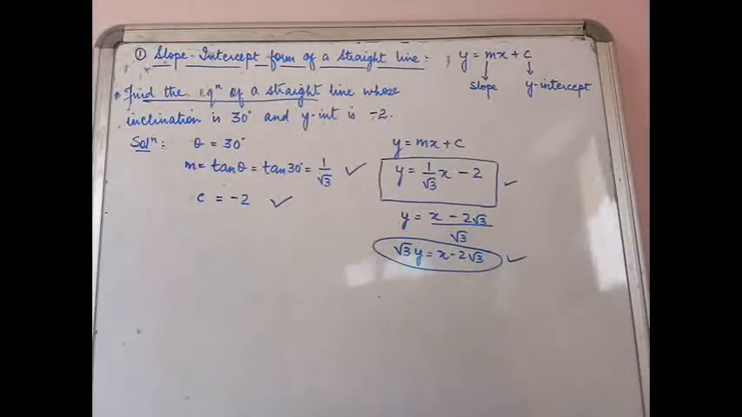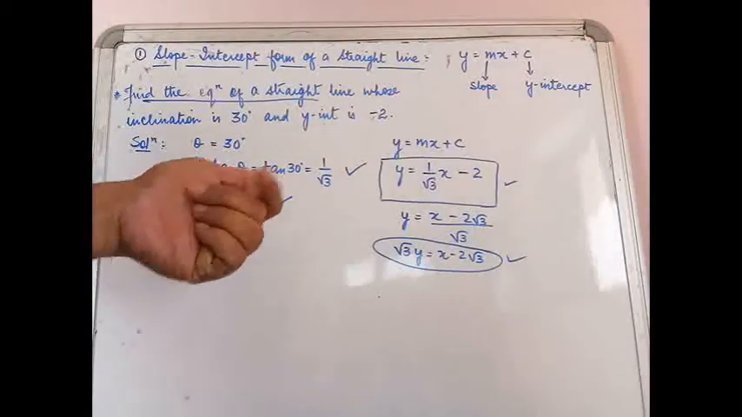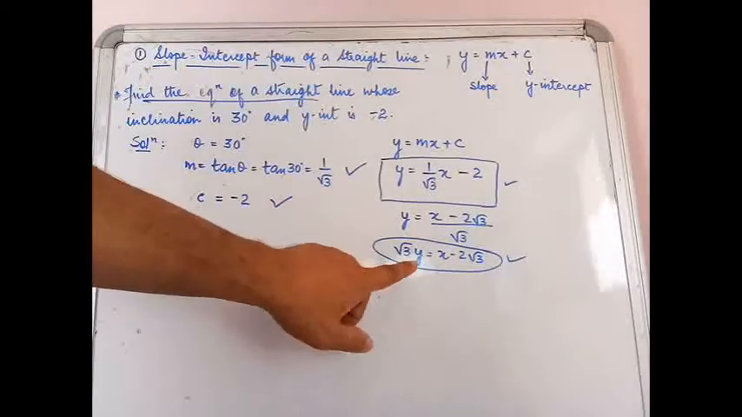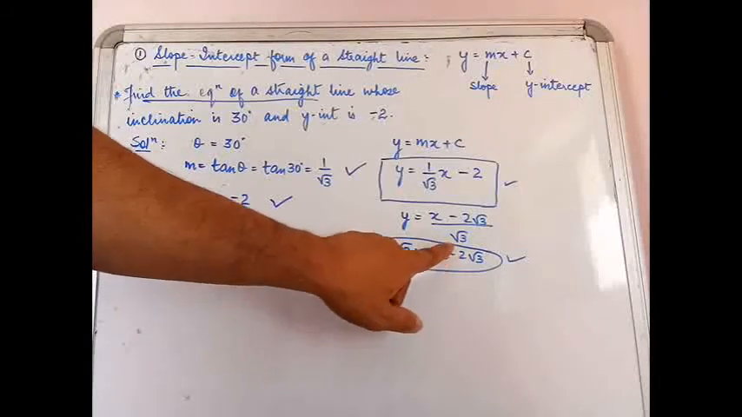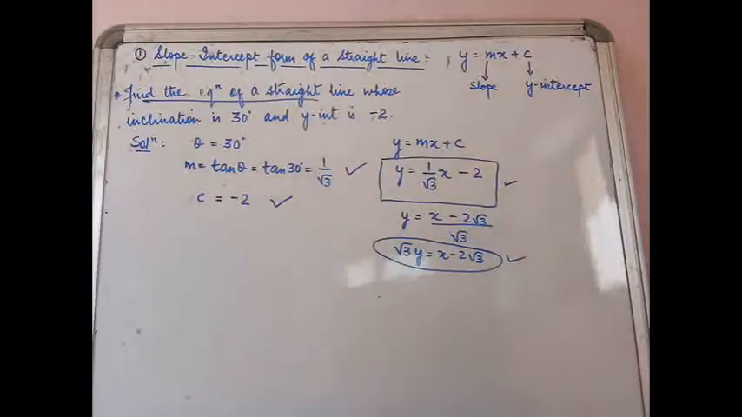And once again, since this is a straight line, all the powers of the variables will be 1. Nothing else apart from 1. Clear?